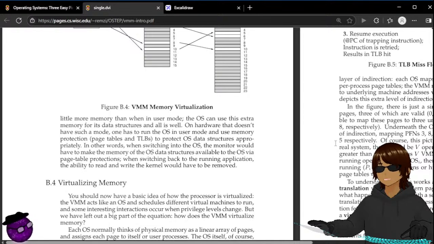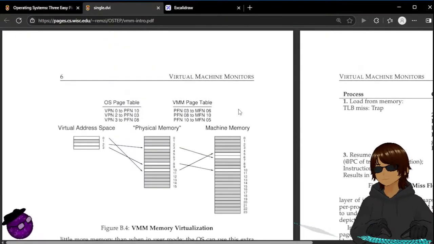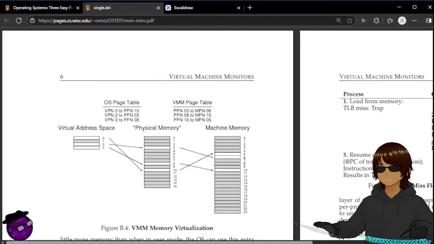On hardware that doesn't have such a mode, one has to run the OS in user mode and use memory protection, page tables, and TLBs to protect OS data structures appropriately. In other words, when switching into the OS, the monitor would have to make memory of the OS data structures available to the OS via page table protection. When switching back to the running application, the ability to read and write kernel memory would have to be removed. So OS page table, virtual address space, physical memory, and then machine memory.